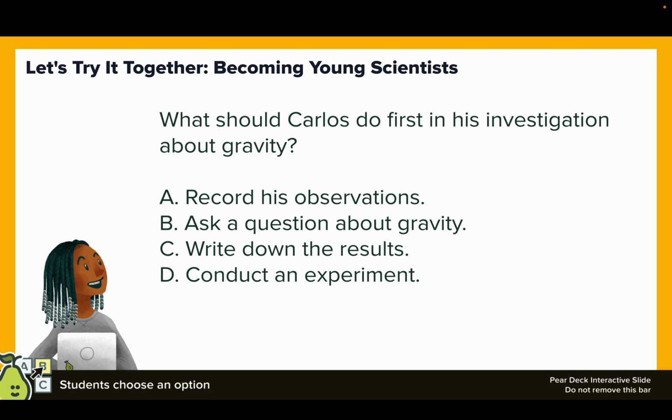All right, so think about this question, then choose the best answer, and then we'll continue. So what should Carlos do first in his investigation about gravity? So the first thing he should do when he's conducting an investigation about gravity. A, he should record his observations. B, he should ask a question about gravity. C, he should write down the results. D, he should conduct an experiment. Take a second to think about this.